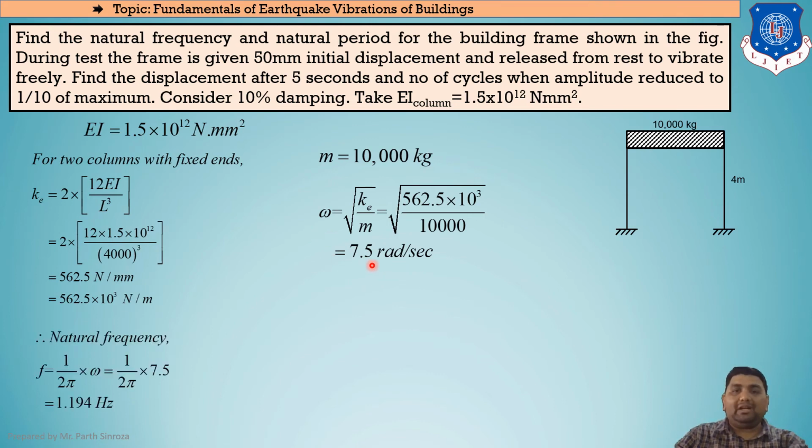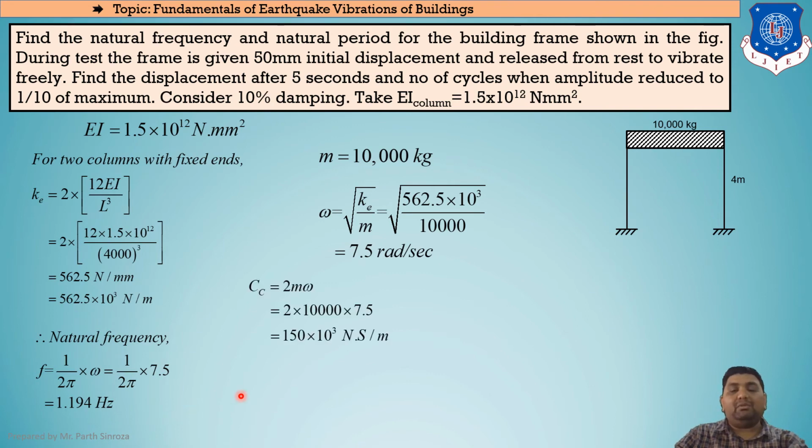So after finding omega, we have to find the natural frequency. The natural frequency, that is f, is always equal to 1 upon 2 pi into omega. Omega we have already calculated to be 7.5. So substituting it, we are getting an answer of 1.194 hertz. So this is the answer of our natural frequency.